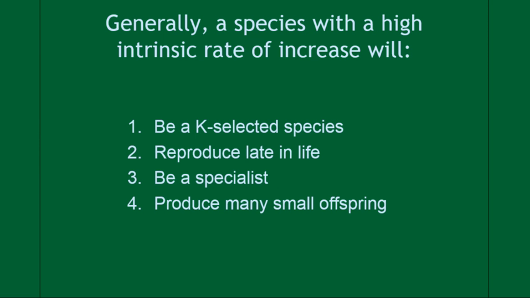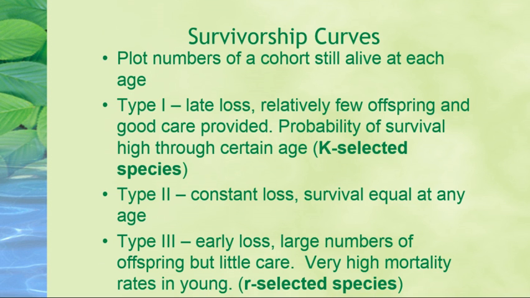All right, so generally a species with a high intrinsic rate of increase will be a K-selected species, reproduce later in life, be a specialist, or produce many small offspring. Typically, a species with a high rate of increase is going to produce many small offspring. And this brings us to the survivorship curves. There are 3 basic kinds of life history structures.